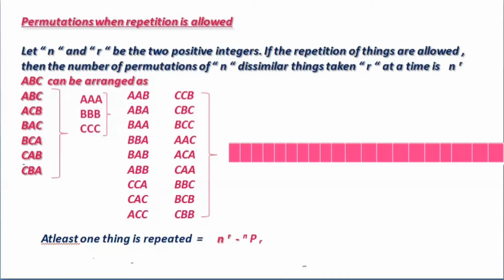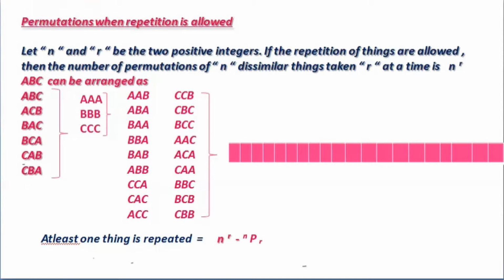Permutations when repetition is allowed. Let n and r be two positive integers. If the repetition of things is allowed, then the number of permutations of n dissimilar things taken r at a time is n power r.